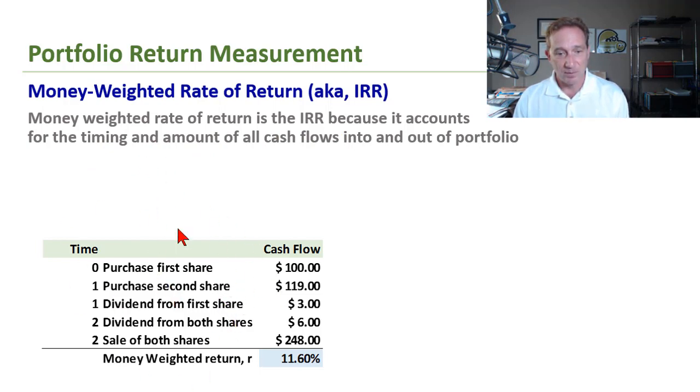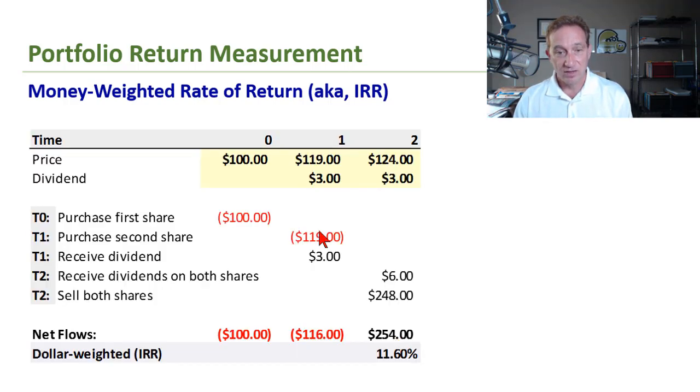So if I represent it here in a way that's similar to the CFA syllabus, you can see here our time 0, 1, and 2, and all transactions are listed. So we actually have 1, 2, 3, 4, 5 transactions listed, and we're going to see that the money-weighted return is 11.6%.